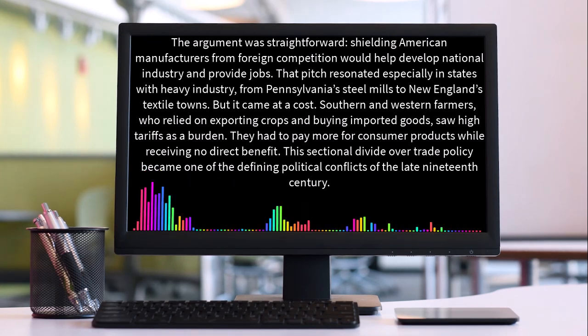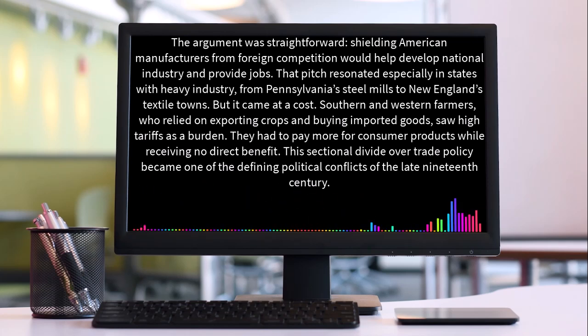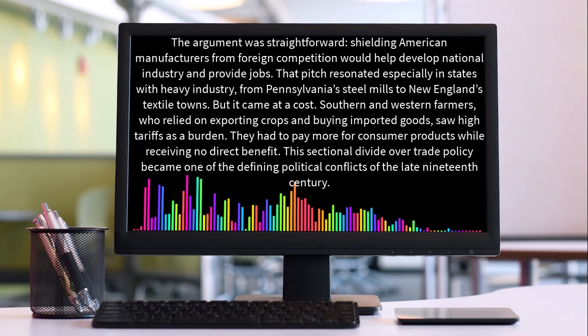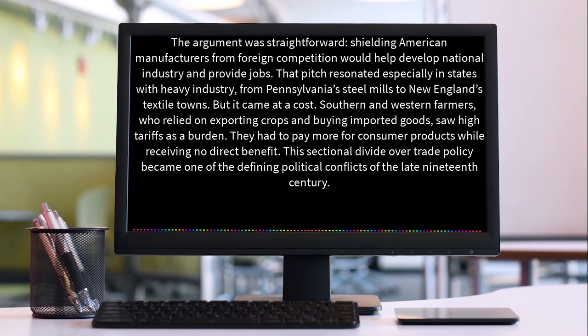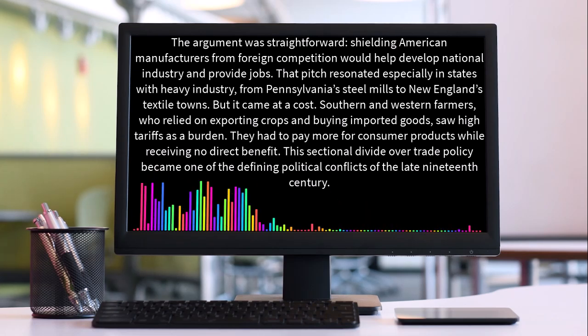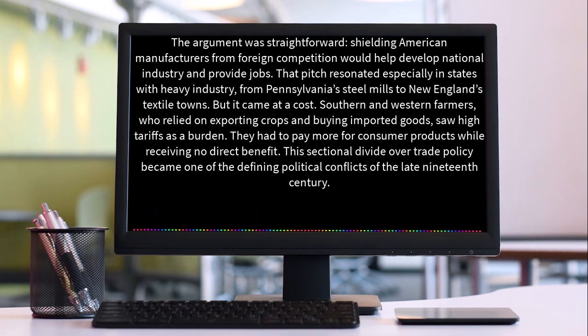Southern and Western farmers, who relied on exporting crops and buying imported goods, saw high tariffs as a burden. They had to pay more for consumer products while receiving no direct benefit. This sectional divide over trade policy became one of the defining political conflicts of the late 19th century.